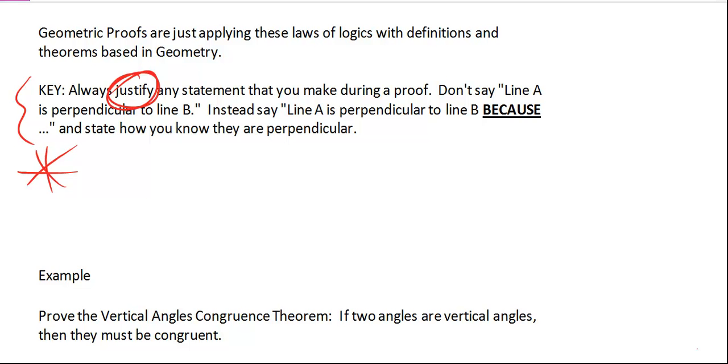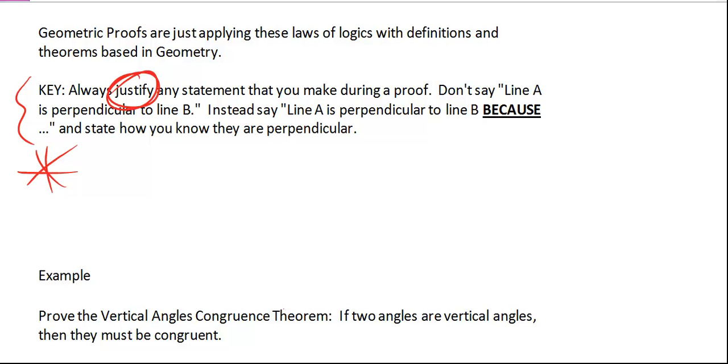Okay, what do I mean by this? You can even look at what I've written here. This got you a lot on the proof quiz we took. If I want to say line A is perpendicular to line B, I don't just say that. I say line A is perpendicular to line B because of something we know, right?